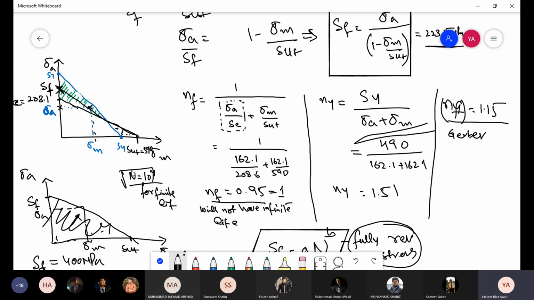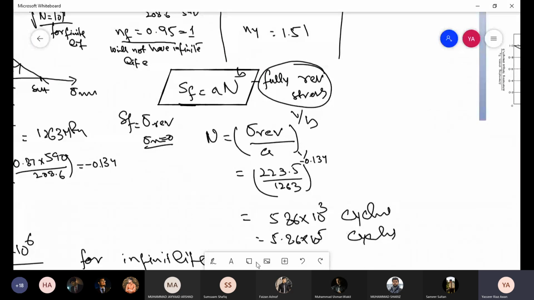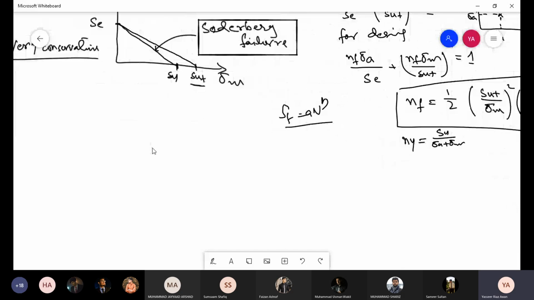So as we have seen from the diagram, basically the Gerber criterion is less conservative than the modified Goodman diagram. So you always find this number would be higher for Gerber than for the modified Goodman diagram. So had we used the Gerber criterion, we could have said that this part will have infinite life. And according to the Goodman criterion, this part does not have infinite life, it has this life. Okay, any questions?